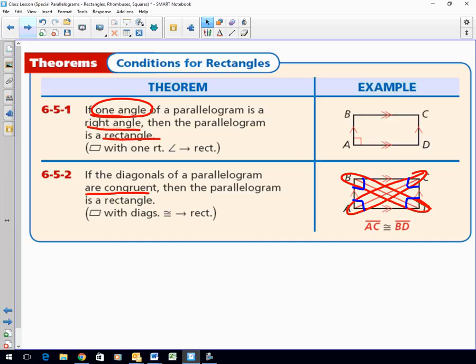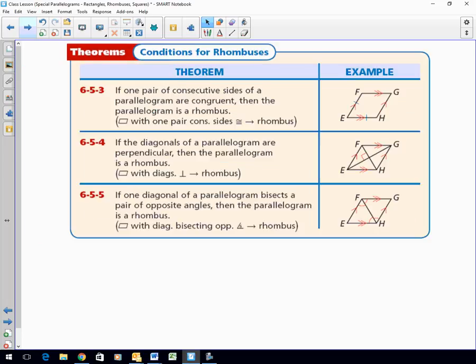See the principle? See the property in place? One of the properties of a rectangle is that the diagonals are congruent. If I'm given a parallelogram with congruent diagonals, it has to be a rectangle. Then we get to the fun. Here we go.